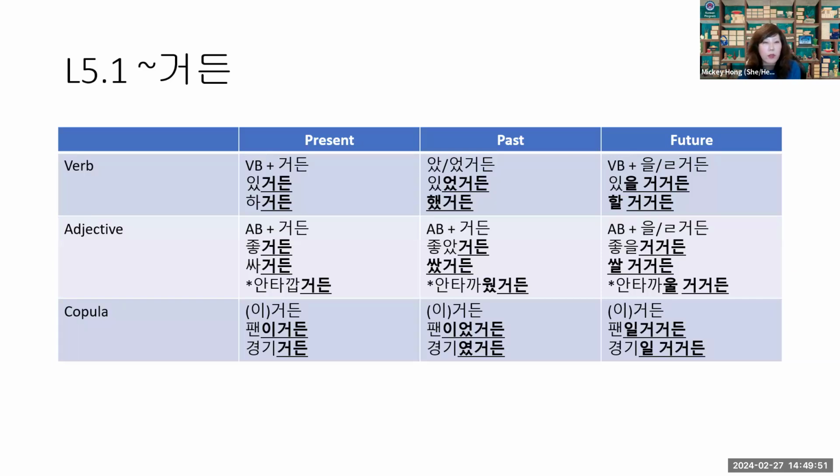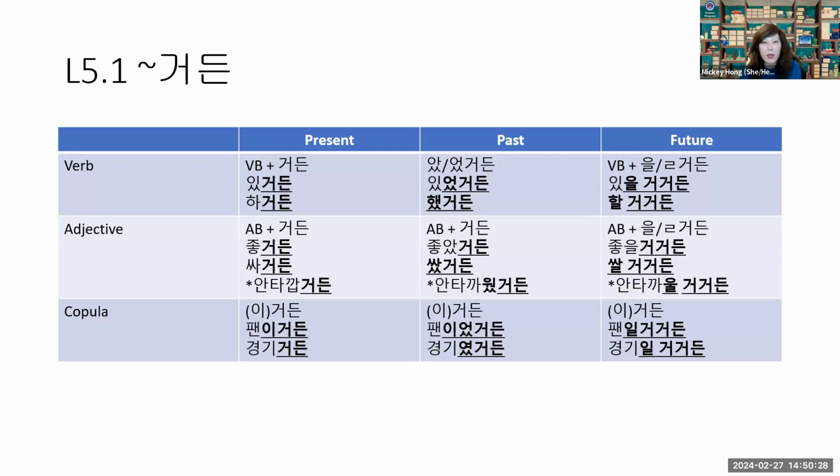Very simple for the non-past. Whether it's a verb or adjective, even with some irregulars, all you have to do is take out the 다. You add 거든 to the verb or adjective base, as in 있다 becomes 있거든, 하다 becomes 하거든, 좋다 becomes 좋거든, 싸다 becomes 싸거든, 안타깝다 becomes 안타깝거든. For copula, 이다, 팬이거든, 경기거든. If the noun ends in consonant, 이거든, otherwise 거든.